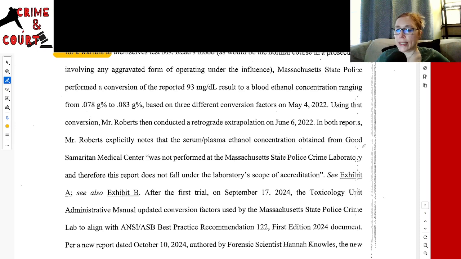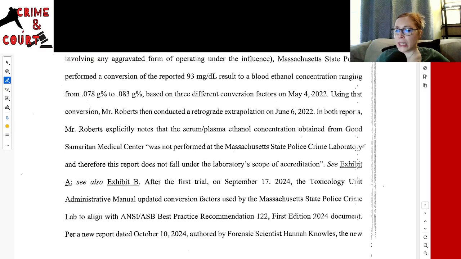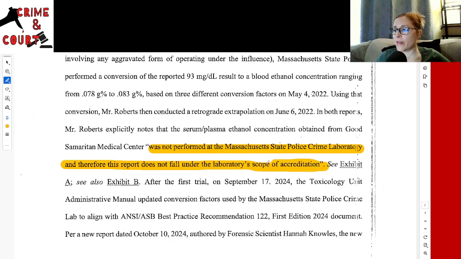In both reports, Mr. Roberts explicitly notes that the serum/plasma ethanol concentration obtained from Good Samaritan was not performed by the Massachusetts State Police Crime Laboratory, and therefore this report does not fall under the laboratory scope of accreditation. How many times did he state that? Both reports. Both reports, he says that.